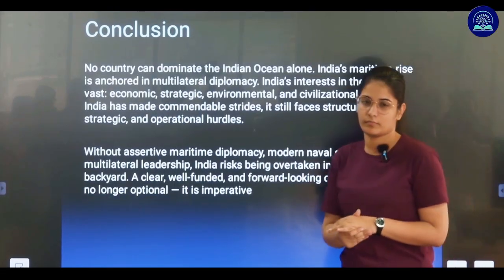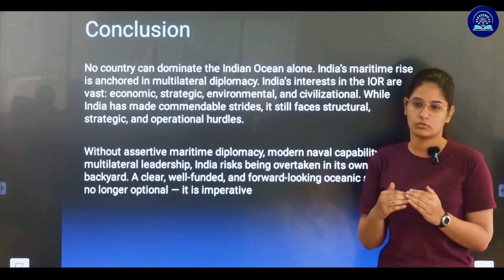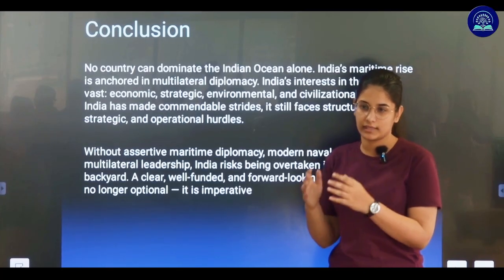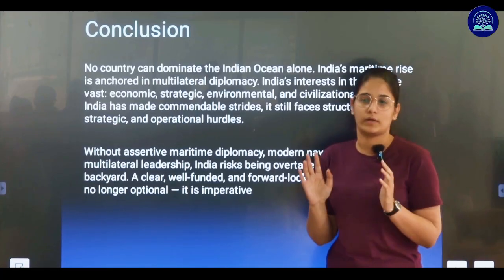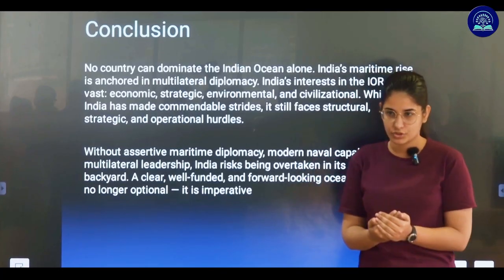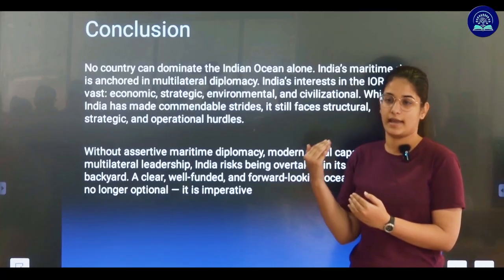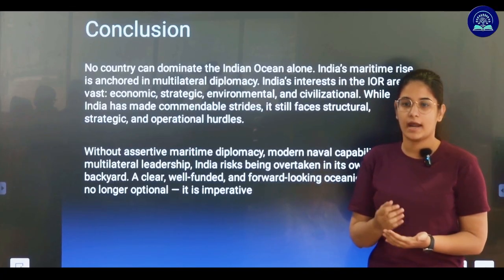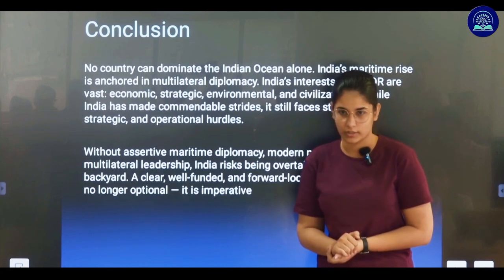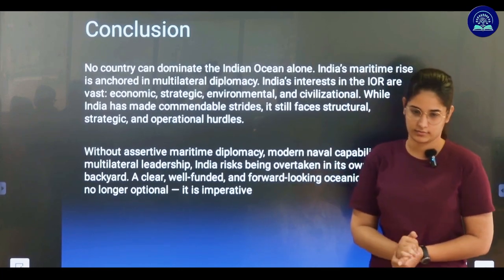Conclusion. India needs to collaborate. We cannot think that we will be the one who will dominate. The Indian Ocean region cannot be dominated by one single power. We need a collaborative approach. We need dialogues and negotiations to make sustainable use of the Indian Ocean region and also ensure its maritime security through collaborative means.